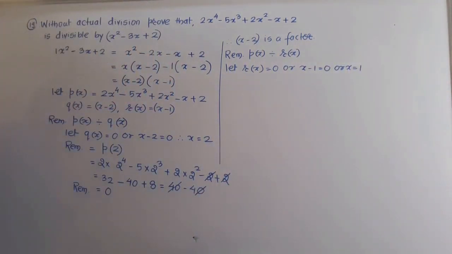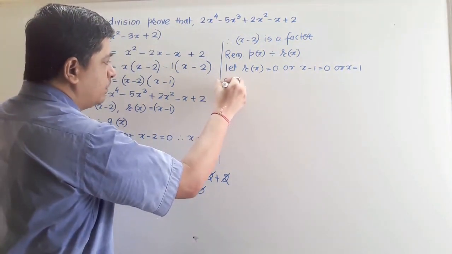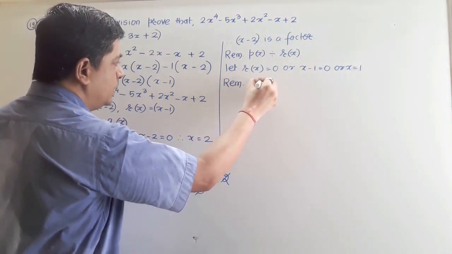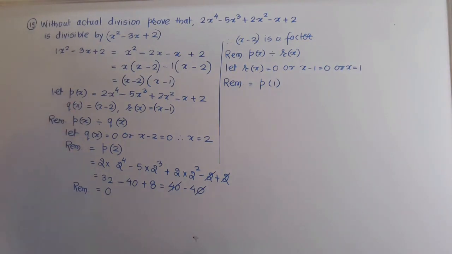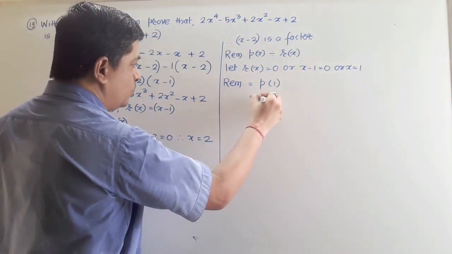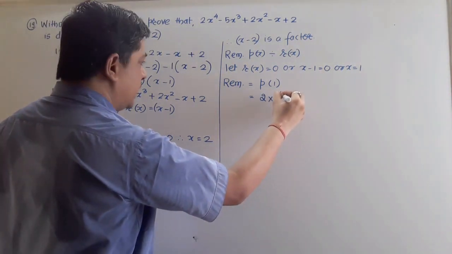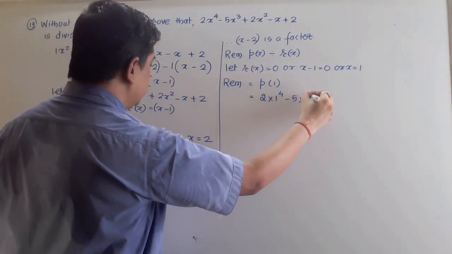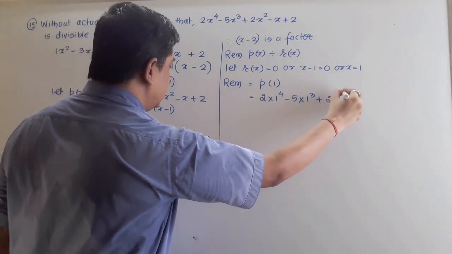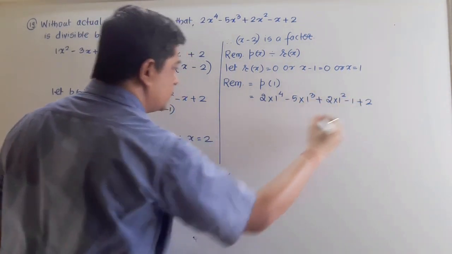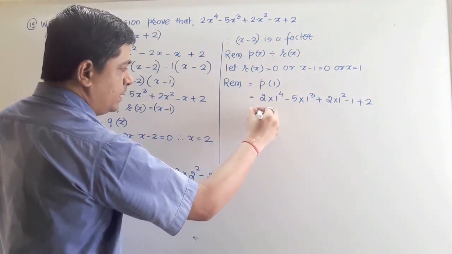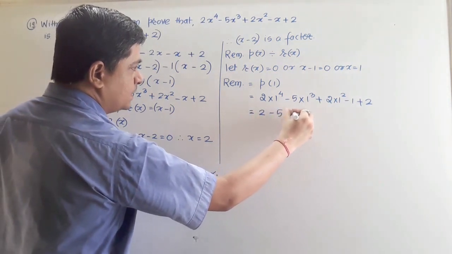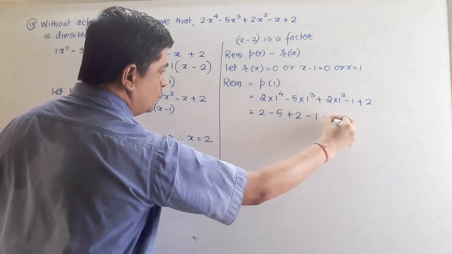Now we can find the remainder by keeping x equal to 1. So the remainder will be p of 1. To find the remainder I am keeping x equal to 1 in p of x. So this will be 2 into 1 to the power 4 minus 5 into 1 to the power 3 plus 2 into 1 to the power 2 minus 1 plus 2. 1 to the power 4, 1 to the power 3 all will become 1. So basically this will be 2 minus 5 plus 2 minus 1 plus 2 again.